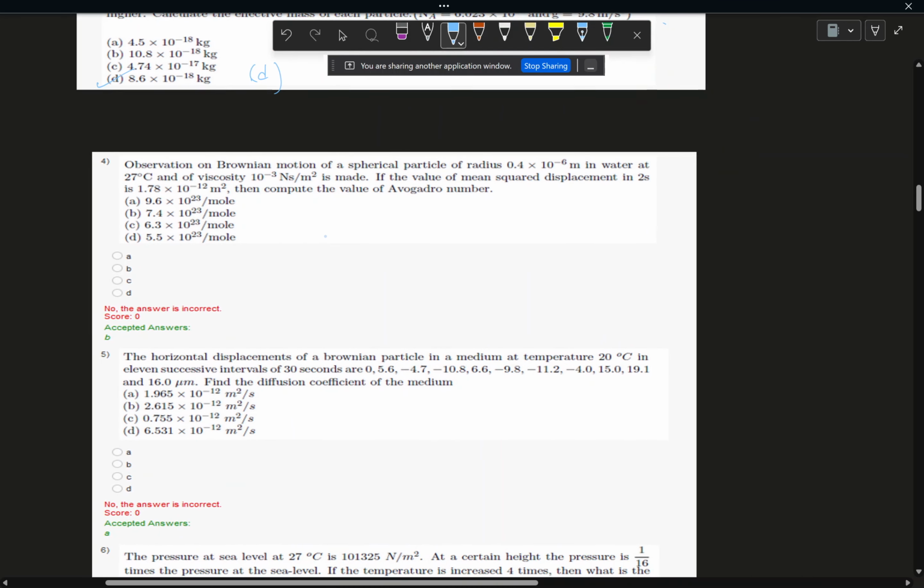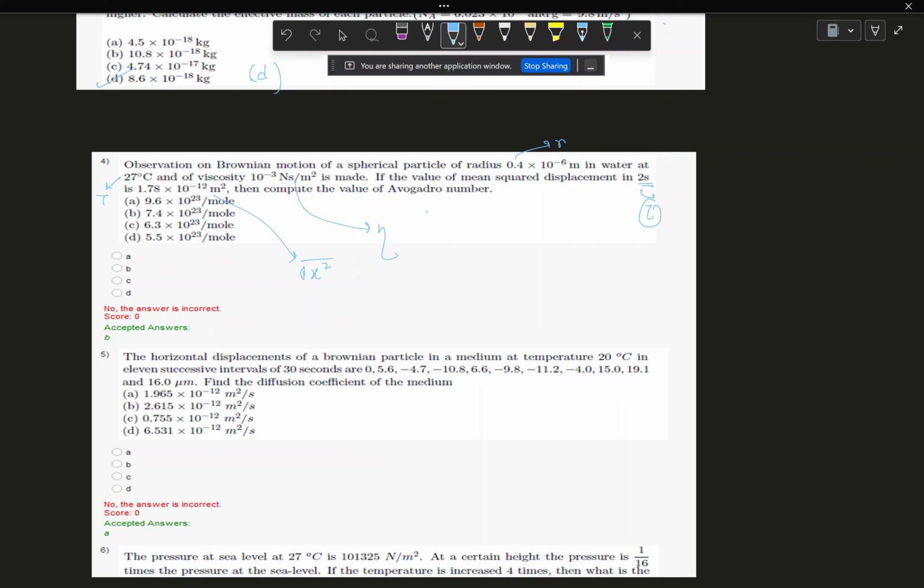Now let us move on to question number 4. It is saying that observation on Brownian motion of a spherical particle of radius r, that is given, in water at 27 degrees centigrade. So T is mentioned, and viscosity of that medium, eta, is also given. And see that all of them are in SI units. Now if the value of the mean square displacement in 2 seconds, that means the interval of taking the data, tau, is 2 seconds, and the mean square displacement, delta x squared average, is also given, then compute the value of Avogadro's number.